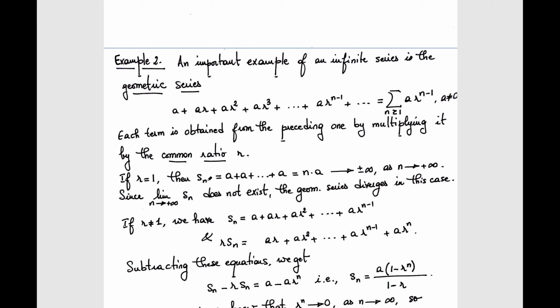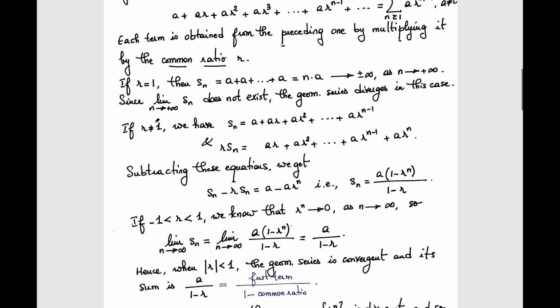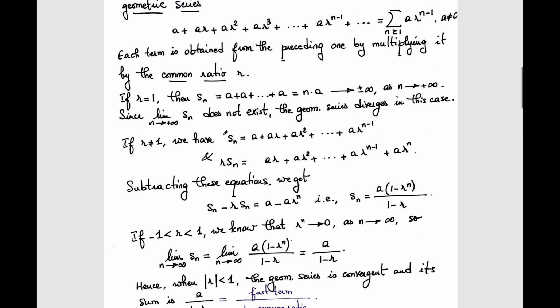And as such, Sn, the sequence of partial sums, is divergent, and hence diverges to infinity, and hence the geometric series is going to diverge in this case. So if the common ratio R is 1, the geometric series is going to be divergent. If R is not 1, the nth partial sum is the sum of the first n terms, so I'm going to stop at A R to the n minus 1, correct?